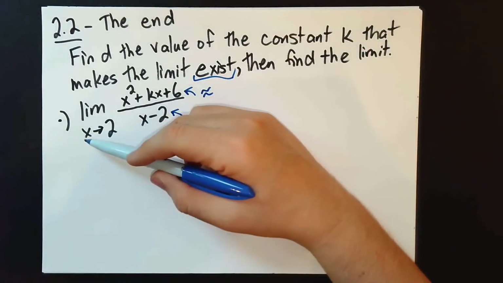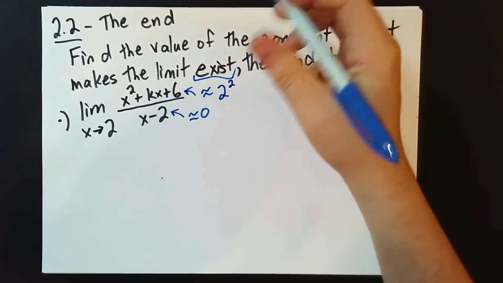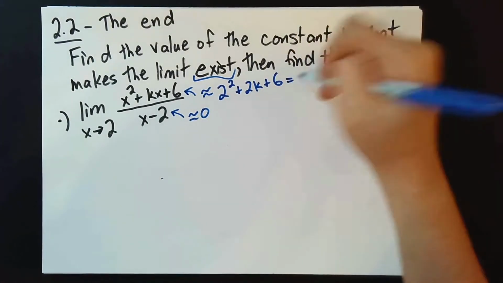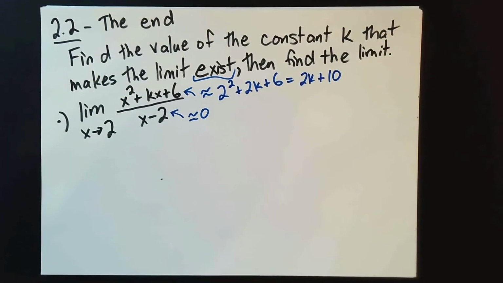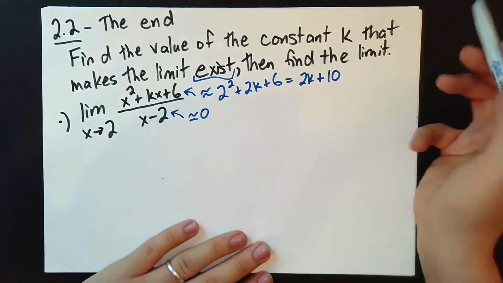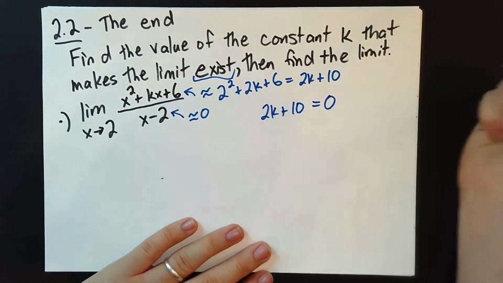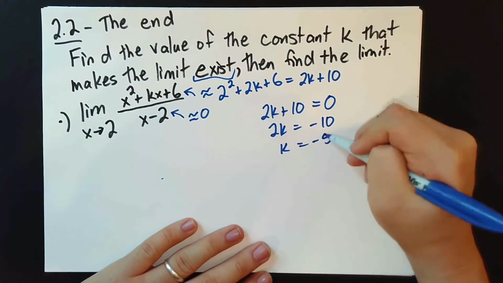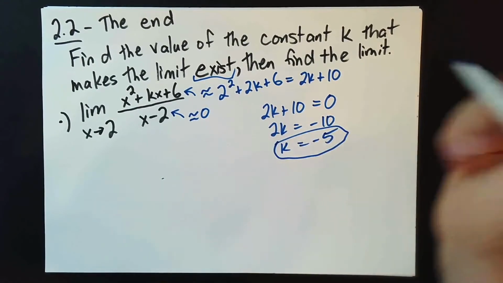What is the numerator going to? Well, if I plug in 2 for x, the numerator is going to 2 squared plus 2k plus 6. Okay, which if I simplify that, that's 2k plus 10. Again, the only way this can work out is if this thing ends up being a 0 over 0. So I need to solve for when 2k plus 10 is equal to 0. Which, as it happens, is when 2k is minus 10, so it's when k is minus 5. Okay. So the value of k I want is minus 5.